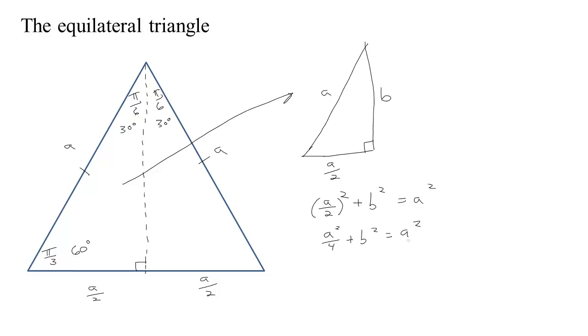If I take a quarter of a squared away from a squared, I'll have 3/4 of a squared left, so b squared equals 3/4 a squared. Let's take the square root here. We'll have the square root of 3 over the square root of 4, which is 2, times the square root of a squared, which is essentially a. So now we know that b is equal to root 3 over 2 a.